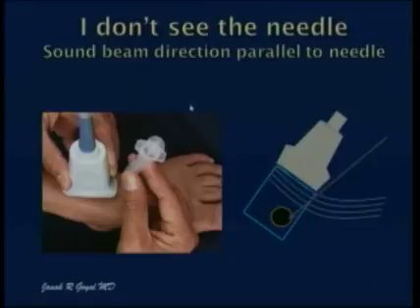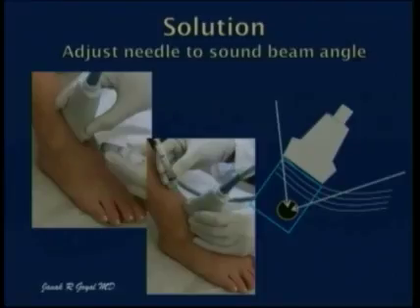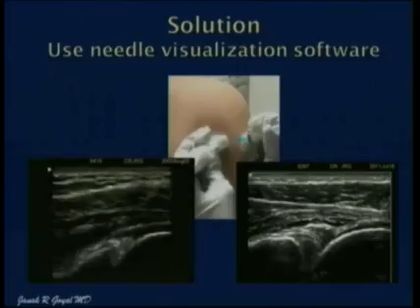So what is the problem with this picture? You don't see the needle. Why don't you see the needle? The reason is the needle is going almost perpendicular to the transducer face, and the sound beam will not be hitting this needle, and you will not have any reflection from the needle, and you will not see the needle. What to do? You adjust the needle to sound beam angle. So increase the angle of the needle or use a different approach.